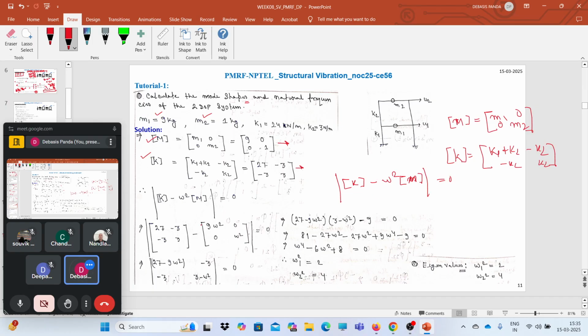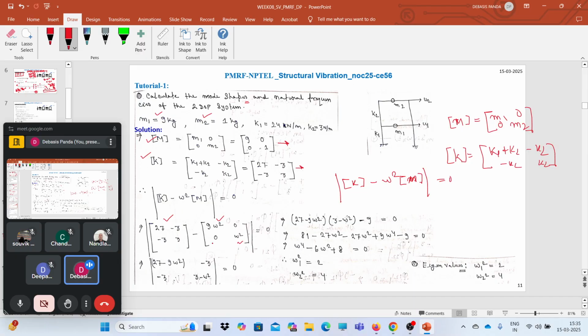So now you have the matrices. K matrix is 27, minus 3, minus 3, 3, already calculated for this 2 degree of freedom system. For the 2 degree of freedom system, the stiffness matrix is calculated like this, k1 plus k2. Already you have developed this equation of motion. Go to the previous slide, you can see it. And minus omega square m. So M matrix is 9 and 1. It contains two elements, the diagonal elements. So 9 omega square and omega square.